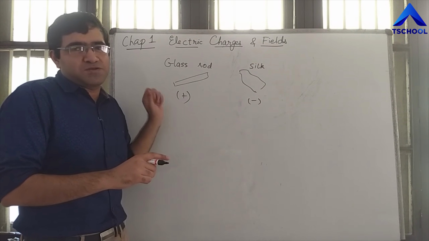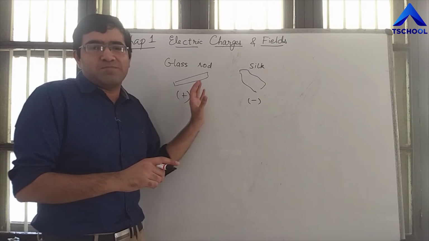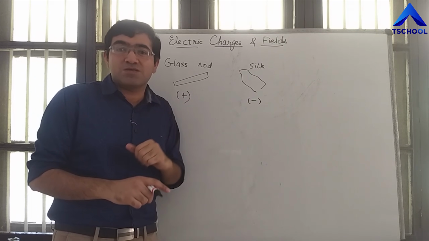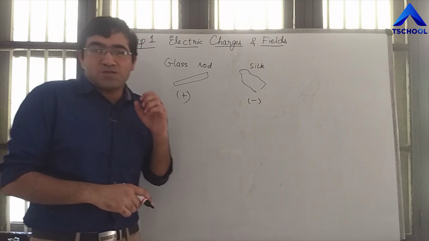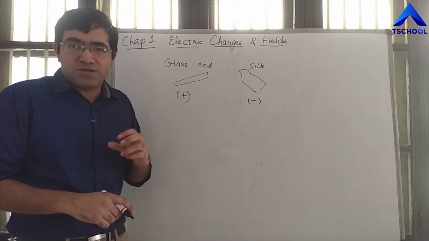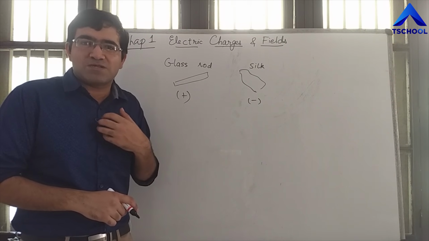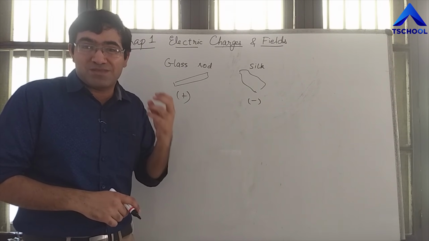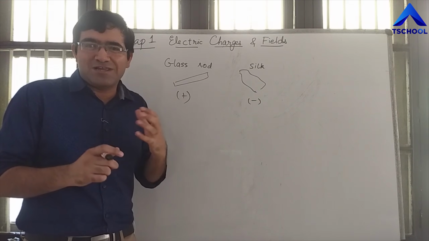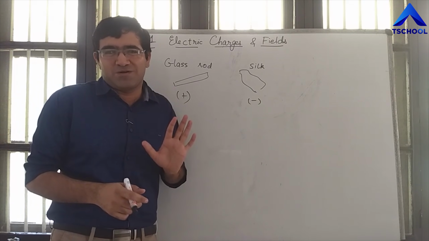Okay, so when we rub a silk cloth with a glass rod, the charge obtained by the glass rod is called positive charge, and the charge obtained by the silk cloth is called negative charge. Okay, right? So this is convention. Remember, nature has not made positive and negative, it's we who have given this name. Actually, nature has only made two kinds of charges, that's it.